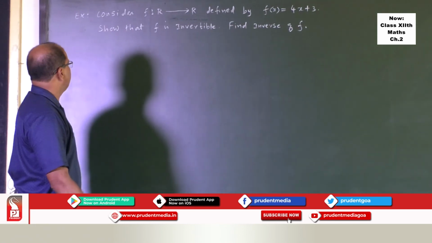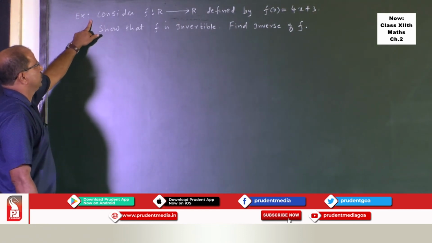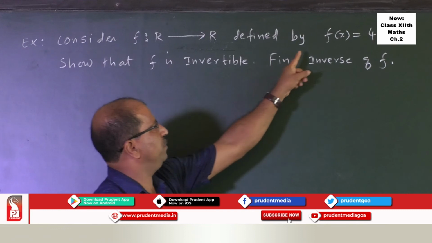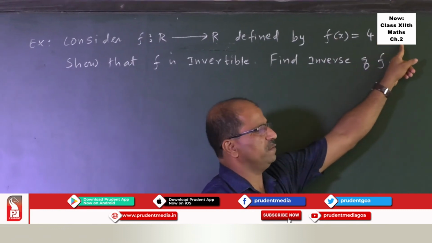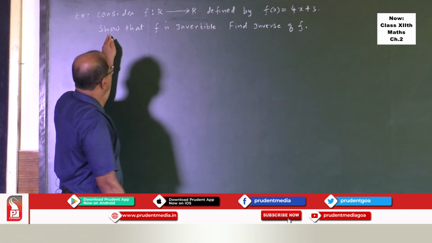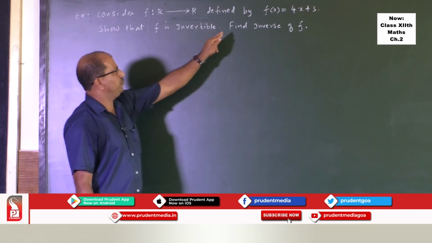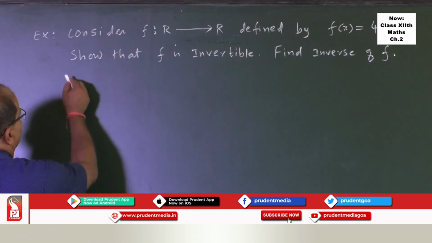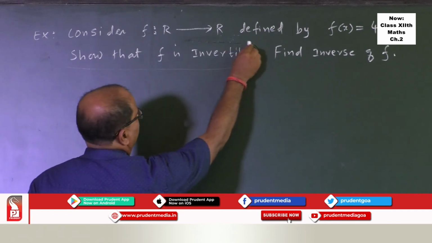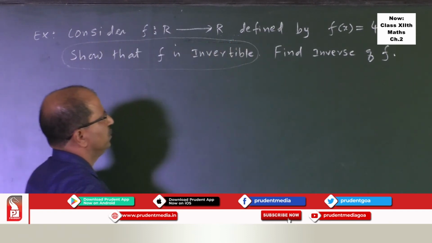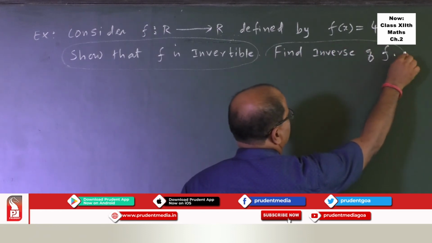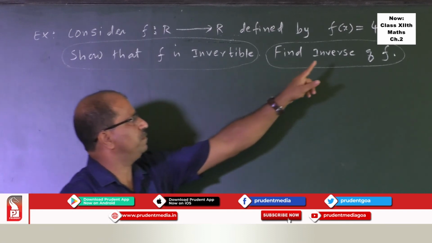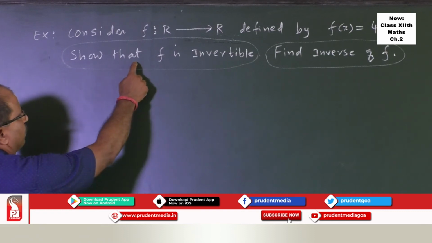Let us solve one problem. How to find the inverse? Consider a function from real set to real set defined by f of x is equal to 4x plus 3, a very simple problem. Show that f is invertible and find inverse of f. Now, there are two parts for this question. The first part says show that f is invertible. And the second part is find the inverse of f. Let us solve the first part.